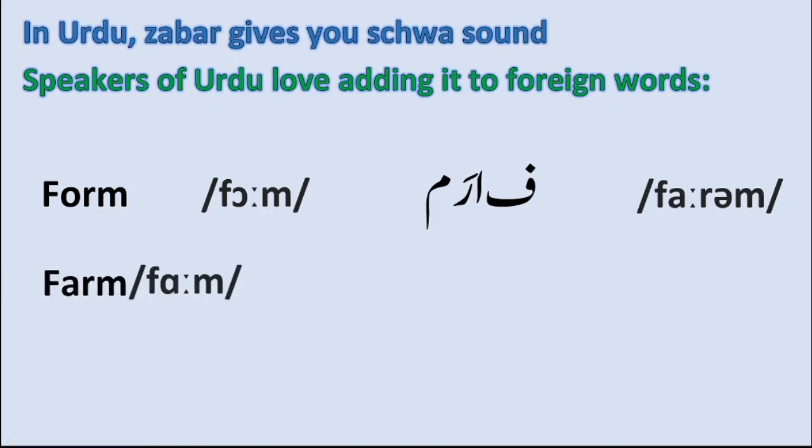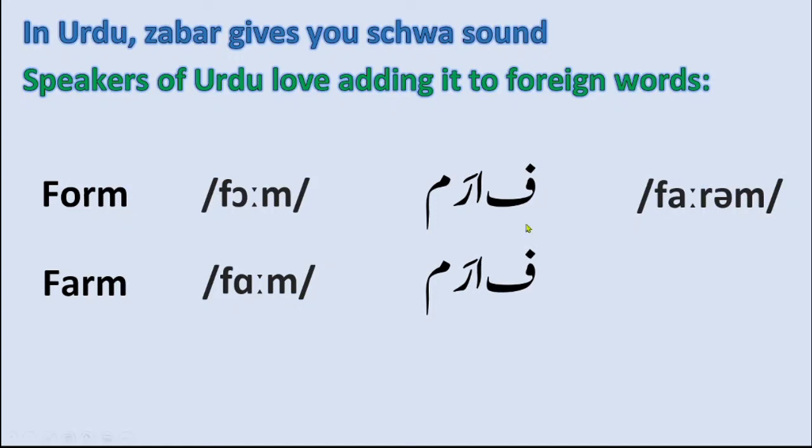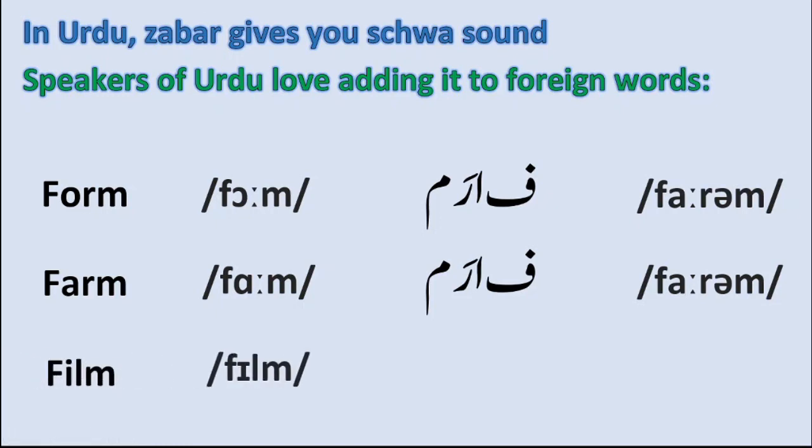Now, look at this word. A farm. Right? So the British pronunciation is farm. Now, when it comes in Urdu, guess how we write it? F, A, R, A, M. So, farm. Look at another word. Look at this word. We saw this before. It's film. But most Urdu speakers, particularly in Pakistan, when they say this word, they add an extra schwa between l and m. They won't say film, they'll say filam.